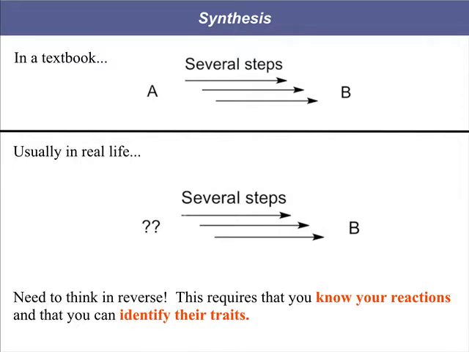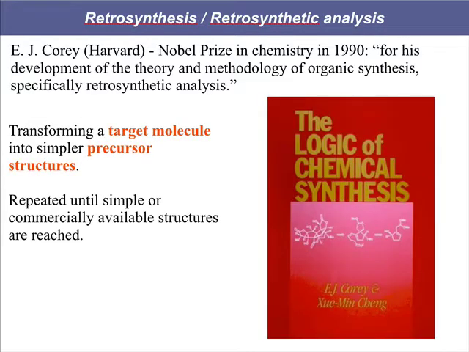Now, the idea of working backwards was formalized by a chemist called E.J. Corey. He was at Harvard at the time. I believe he's still at Harvard. He won the Nobel Prize in chemistry in 1990, quote, "for the development of the theory and methodology of organic synthesis," specifically retrosynthetic analysis.